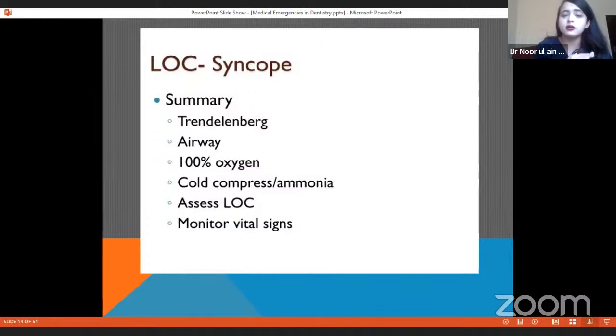You need to identify what the patient has, if the patient is having syncope or hypoglycemia or any heart disease, as there are symptoms to every disease. Then, okay, so here the summary for syncope is Trendelenburg, that is the supine position, airway must be maintained, 100% oxygen is supplied, cold compress or ammonia, assess loss of consciousness, and monitor vital signs.